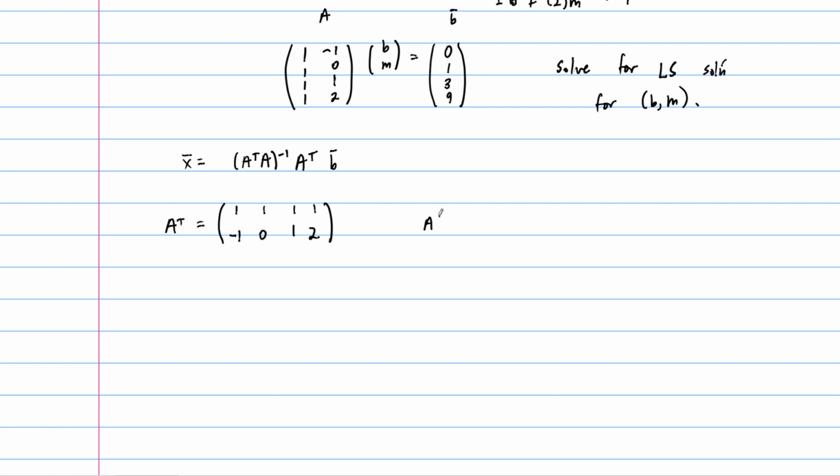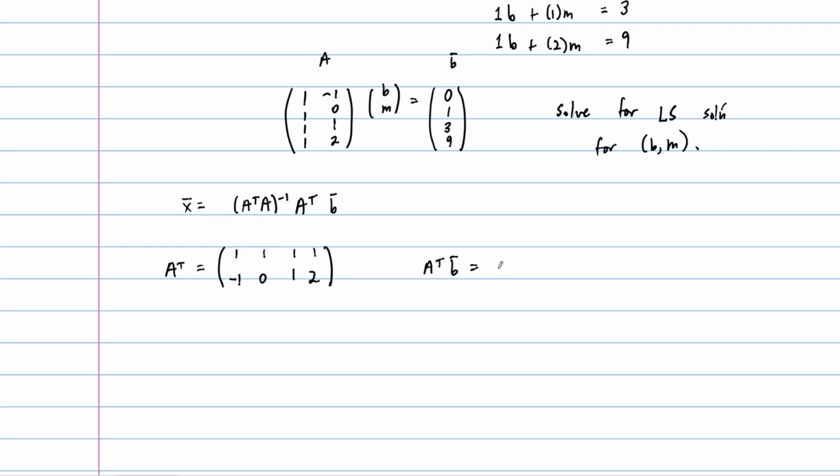So let's do A transpose B first. That's going to give us a 2 by 1 vector, right? So a vector in R2. 1, 1, 1, 1 again along the first row. -1, 0, 1, 2 in the second row. 0, 1, 3, 9. Those are our entries. So the first entry is just add all these up. That'll be 13. The second entry, we have 0 plus 0. Those are gone. And then 3 plus 18. So that's going to be 21. All right. And so there's our vector A transpose B.